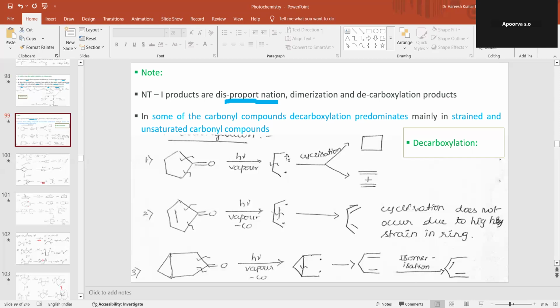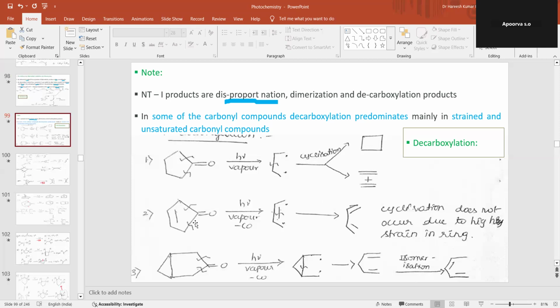It will go, forming a 1,4 radical. A 1,4 carbon biradical is forming. Here there are two possibilities. One is cyclization. Another one is cleavage of this carbon bond, forming two molecules of ethene. So this is again a strained molecule, so formation of two molecules of ethene will be more favorable.